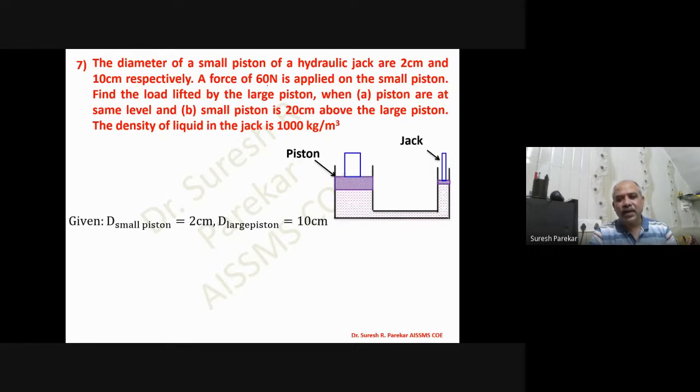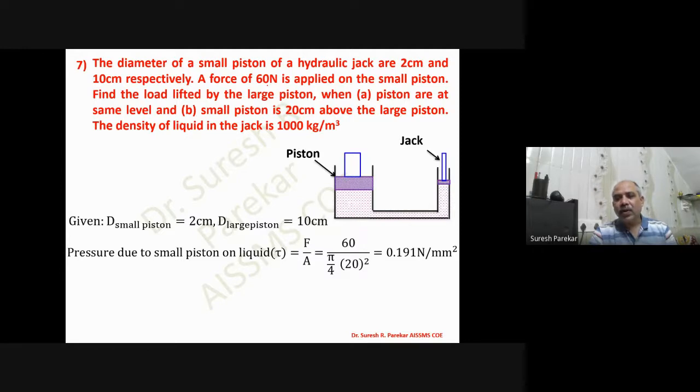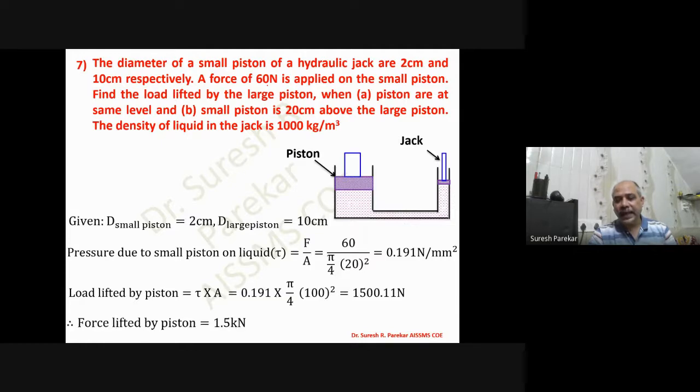These are at the same level, so this is simple. We have already calculated these values, and we have the pressure due to the small piston, 0.191 Newton per mm square. The value of 60 is given in Newton only, and therefore we have this value in Newton per mm square. Then for the large piston, the load lifted is 1500.11 Newton, that is stress into area, so that is 1.5 kilonewton.